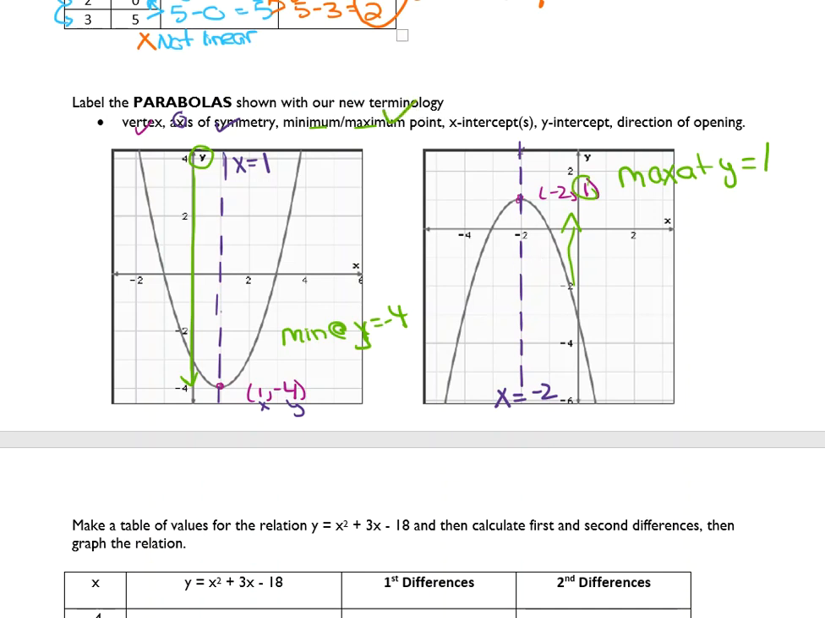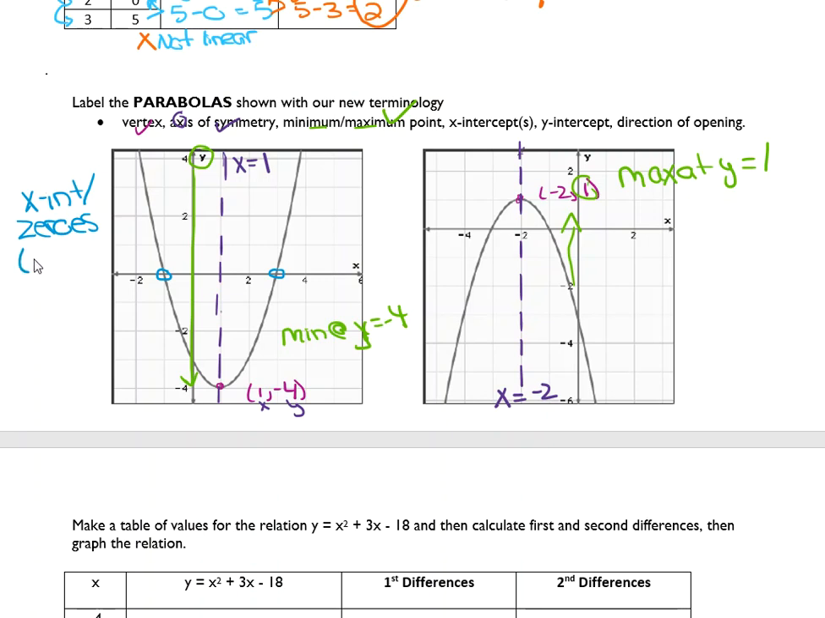Next thing we want to look at are the x-intercepts. The x-intercepts are where your parabola crosses the x-axis. So it crosses here and here. So my x-intercepts, I'm going to write them as a coordinate. Write that down. You will sometimes also see the word zeros instead of x-intercepts.